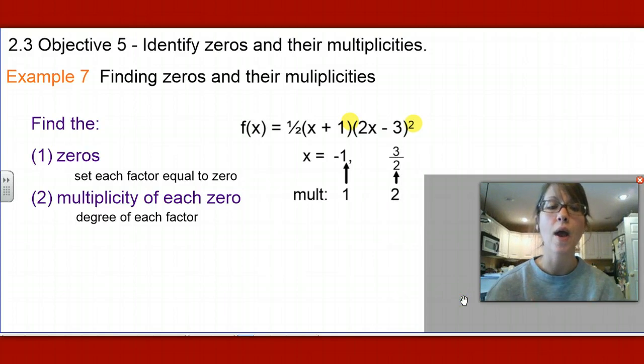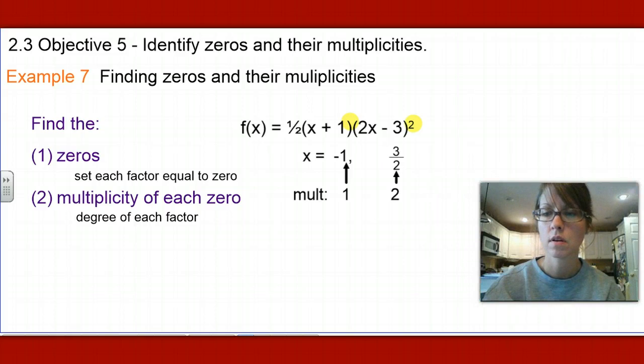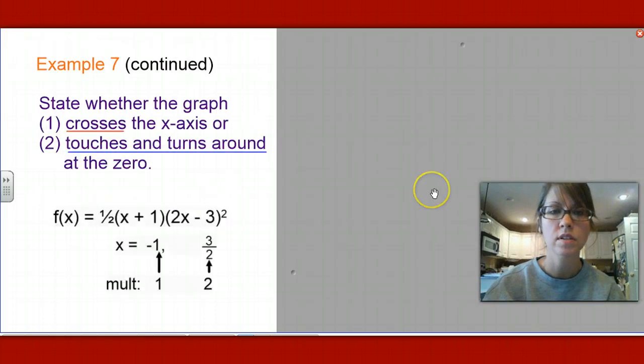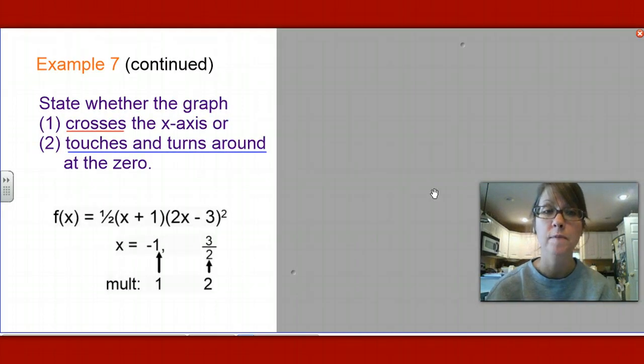Okay, so you have to have your function factored before you can say what the multiplicities are. That might mean you have to factor it, find the zeros, and state their multiplicities from the degrees on each factor. Let's go to see what happens with the graph.